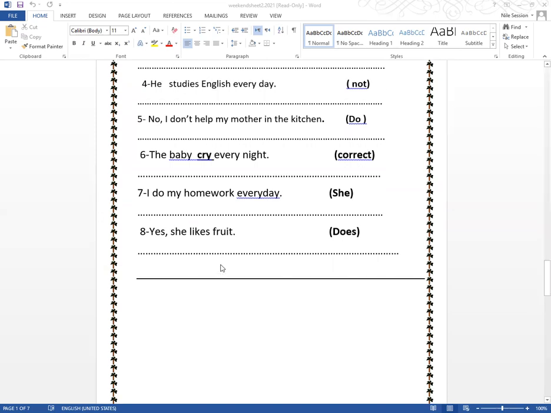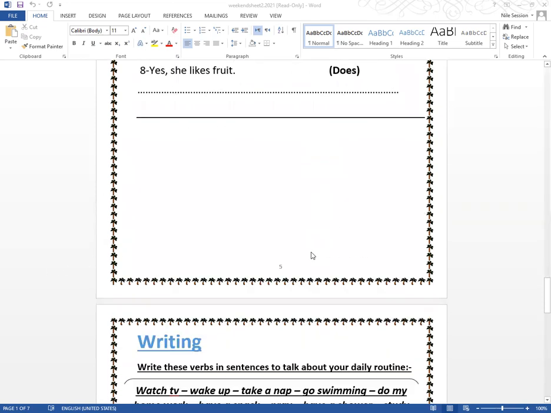Number 8: Yes, she likes fruit. I want to use does. It means that I will make a yes or no question. So I will cross yes and cross S, as does will take the S from the verb. Does she like fruit? And don't forget to put the question mark.